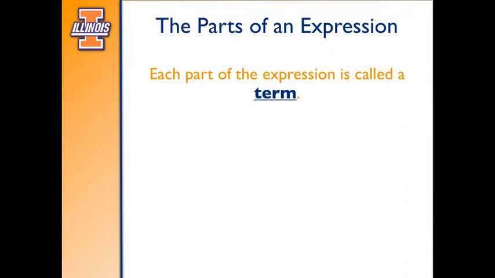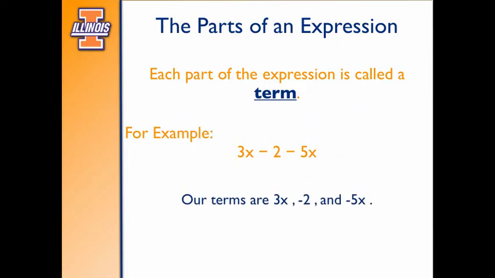Each part of the expression is called a term. So we have the same expression again. We have three terms. We have 3x, negative 2, and negative 5x. Remember, we can change our subtraction into addition, so it would be 3x plus negative 2 plus negative 5x. That's how we get our three terms.